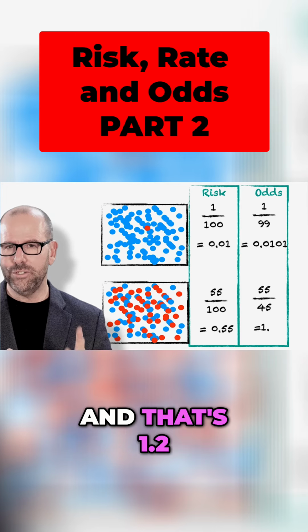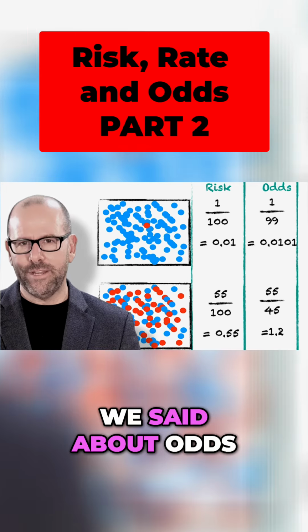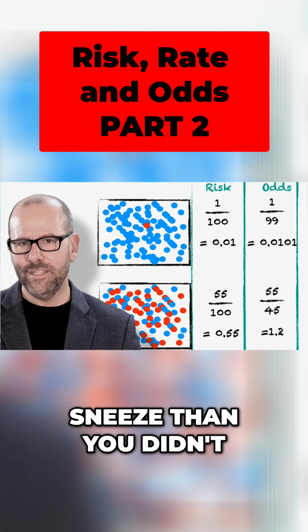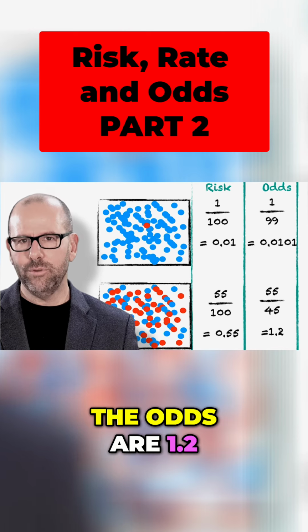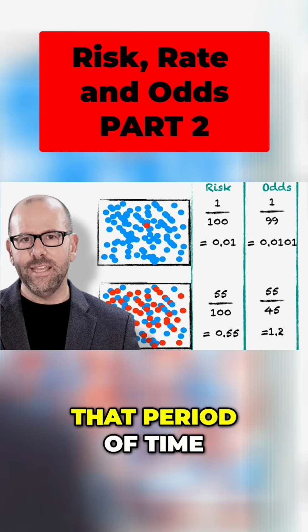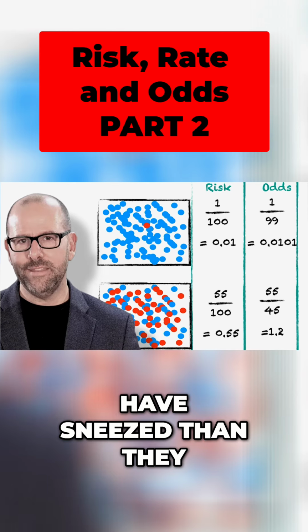And that's 1.2. Now, we said about odds, if the odds are more than 1, then it's more likely that you sneezed than you didn't. And that's true in this case. The odds are 1.2. So for any person going to that cinema for that period of time, it's more likely that they would have sneezed than they wouldn't have.